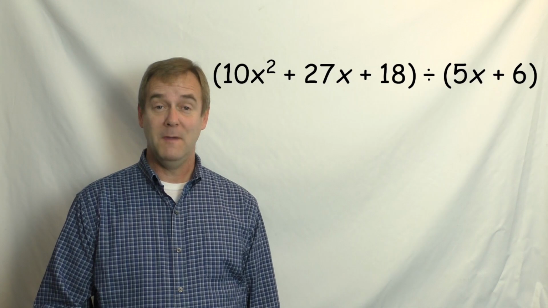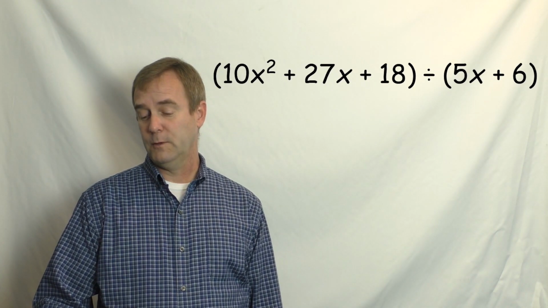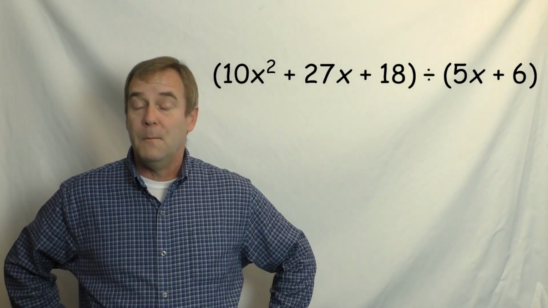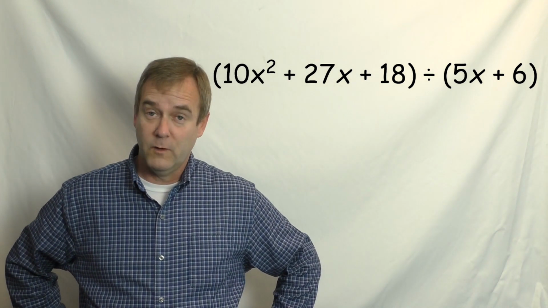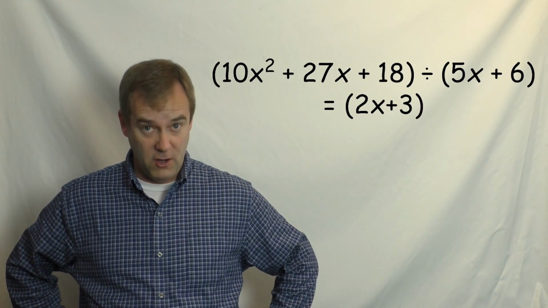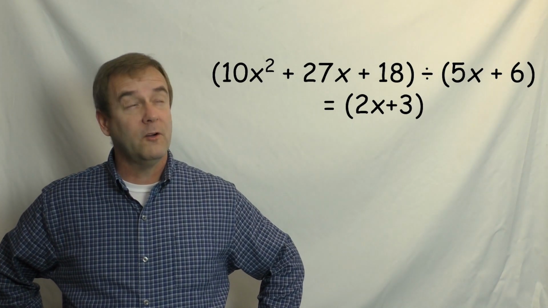That doesn't have the same meaning though when I ask for 10x squared plus 27x plus 18 divided by 5x plus 6. I'm betting you're not thinking that 10x squared plus 27x plus 18 cut 5x plus 6 ways leaves 2x plus 3 in each chunk. Of course, you're probably also asking, why would anyone care?